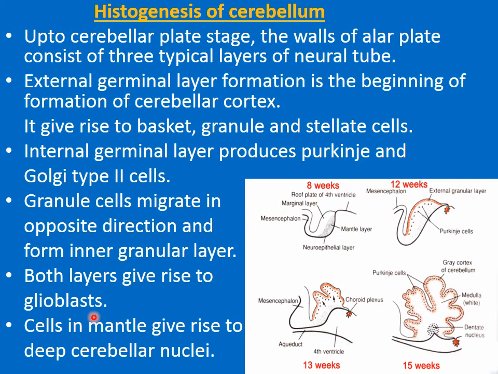Now, at the end, the cells which are formed by the inner germinal layer move to the mantle layer. They do not go to the external most layer, and here in the mantle layer, they give rise to the deep cerebellar nuclei, namely the dentate nucleus, globose nucleus, emboliform, and the fastigial nuclei. And the fibers arising from those deep cerebellar nuclei give rise to the efferent fibers of the cerebellum, and they usually pass through the superior cerebellar peduncles.